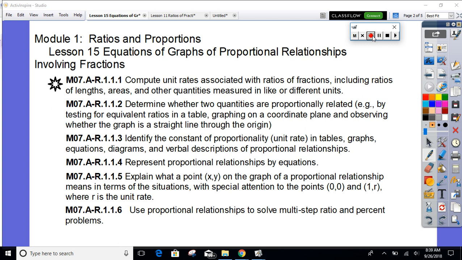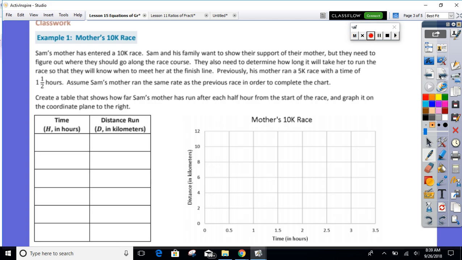So our first example is this. This is good. We were just talking about running. Here's another running example. Sam's mother has entered a 10K race. Sam and his family want to show their support of their mother, but they need to figure out where they should go along the race course. They also need to determine how long it will take her to run the race so that they will know when to meet her at the finish line.